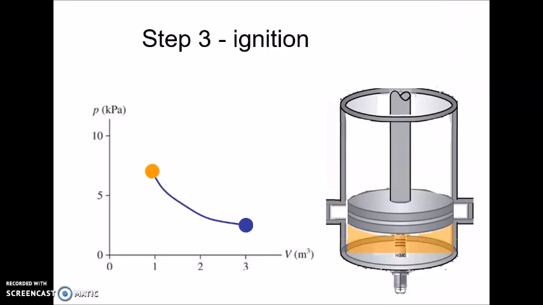But step 3 is the big step here. We have ignition. The spark plug sparks and the gas changes temperature very rapidly, but notice so far at least we haven't changed volume. What would you call that? Volume stays the same, so we'd call that isovolumetric heating. And now we have increased pressure. Yes, we have a really high pressure.